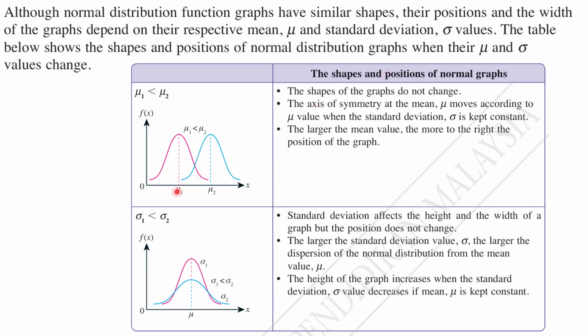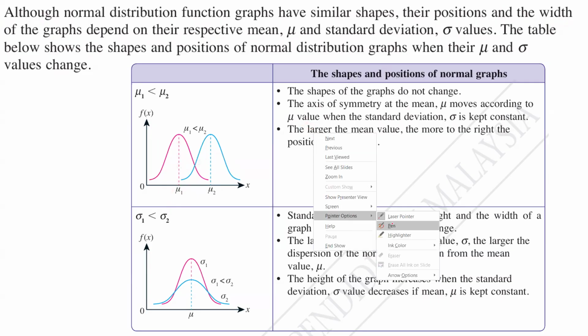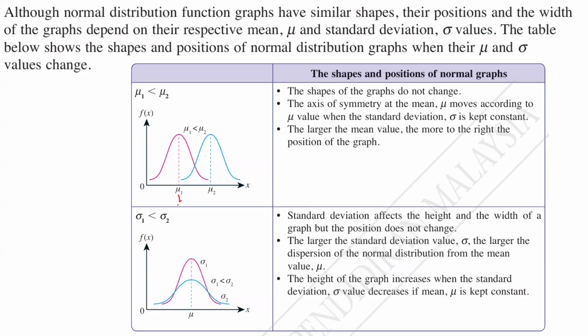Remember, the middle here is the mean. If the value is higher, the graph will be on the right hand side. Let's say this is 5 and this is 10. Next, the width, sorry for my pronunciation, would be affected by the value of the standard deviation. This is sigma, this is mu.